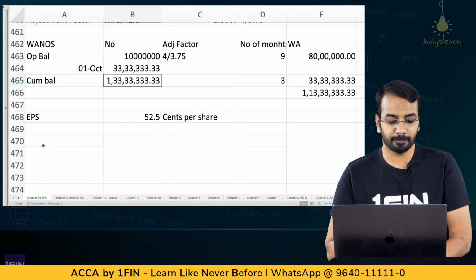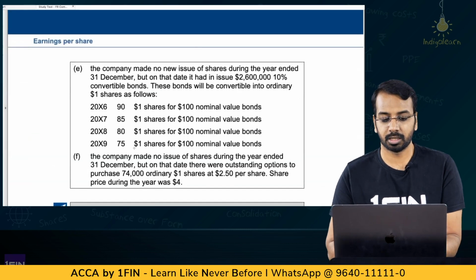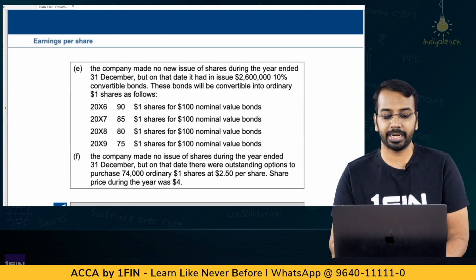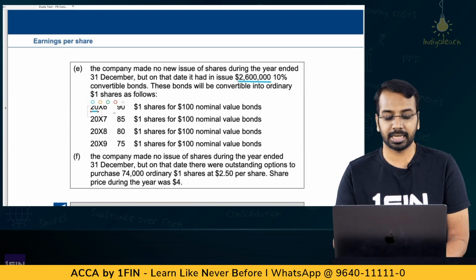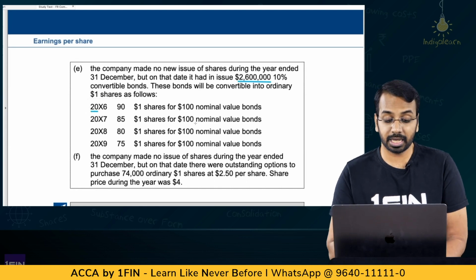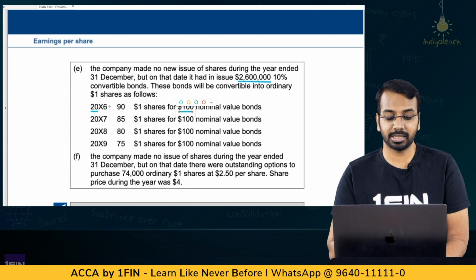Then number E: the company made no new issue of shares during the year ended 31st of December, but on that date, it had an issue of 2.6 million 10% convertible bonds. These bonds will be convertible into ordinary shares as follows: in year 6, 90; year 7, 85, 80, and 75. Basically, for every $100, you will get these many number of shares.